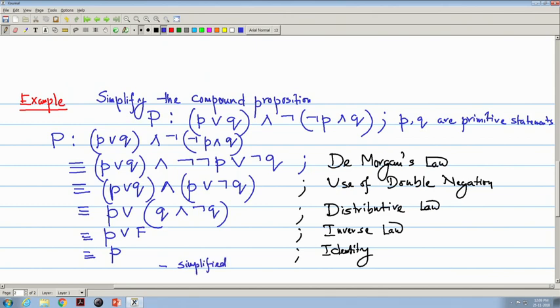So this example tells how the different laws of logic that we have read can be applied to simplify compound propositions. We can now conclude this lecture with this example.